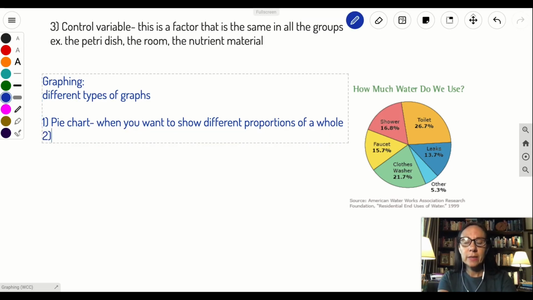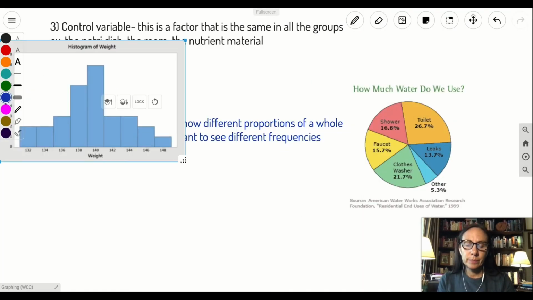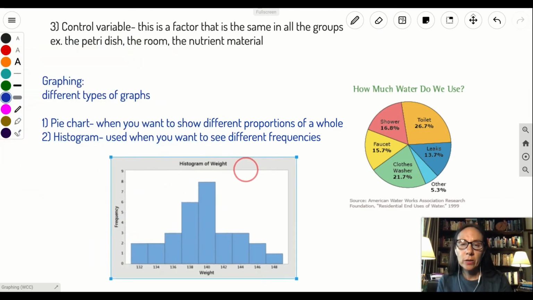Okay, a second type of graph is called a histogram. And a histogram is when you want to see different frequencies. So this is used when you want to see different frequencies. Okay, and let me show you an example. Okay, and so here is a histogram.